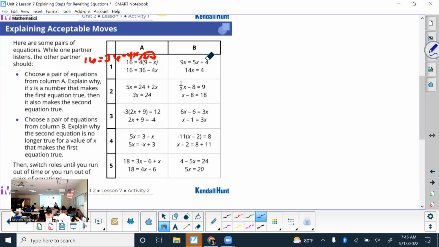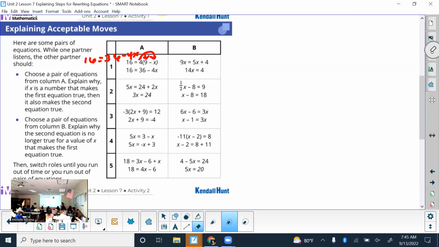Oh, wait. But isn't 9 plus 5 14? But over here, 9 plus 5 is not 14, wouldn't it be the same? Why not? It's on the other side of the equal sign, so I can't just add 5x to each side. Yes, so that's what I was trying to get you guys to say.